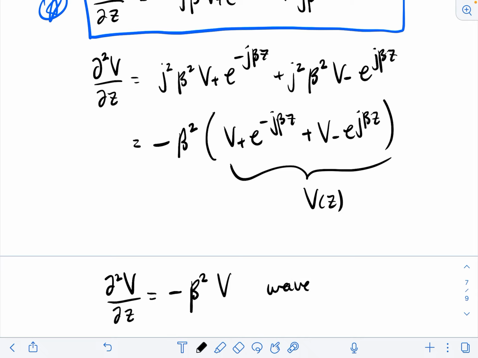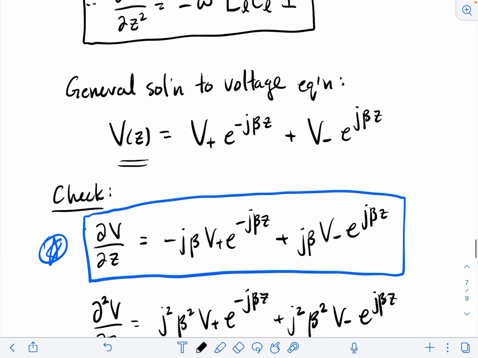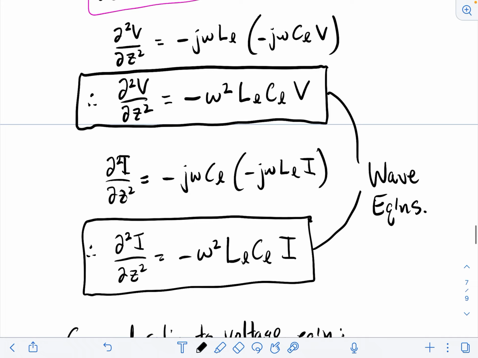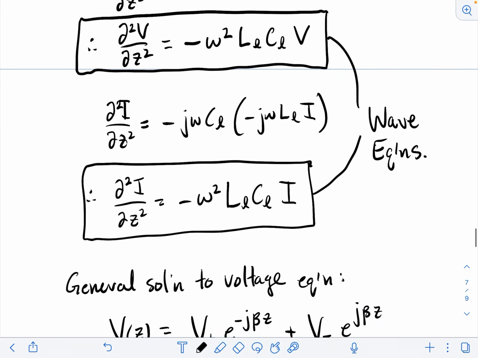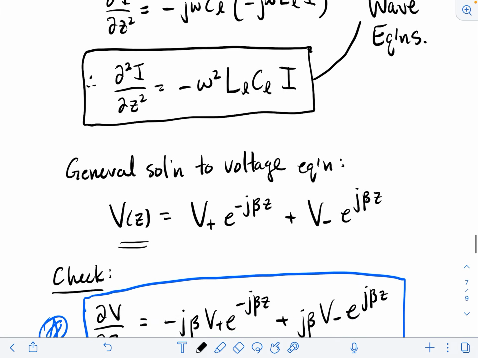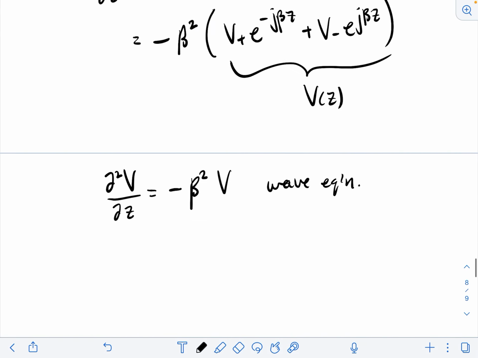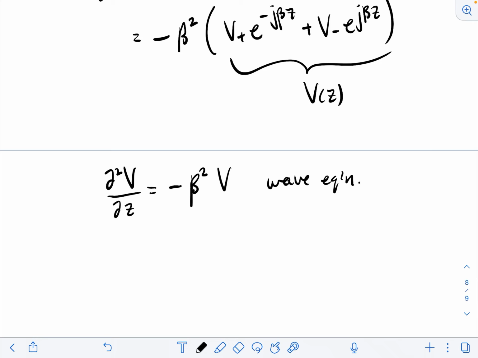Okay, and so our wave equation was this form, and so it was minus omega squared, the inductance per unit length times the capacitance per unit length times voltage. And so our assumed solution is valid provided that beta squared equals omega squared times the inductance per unit length times capacitance per unit length.